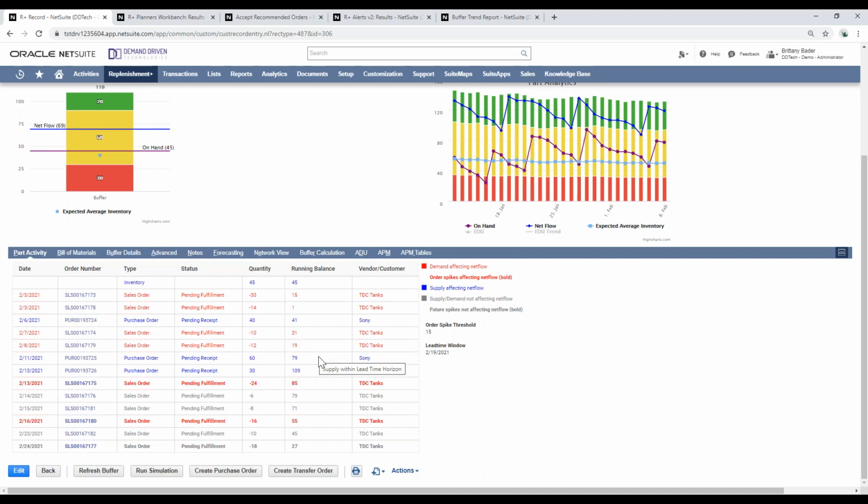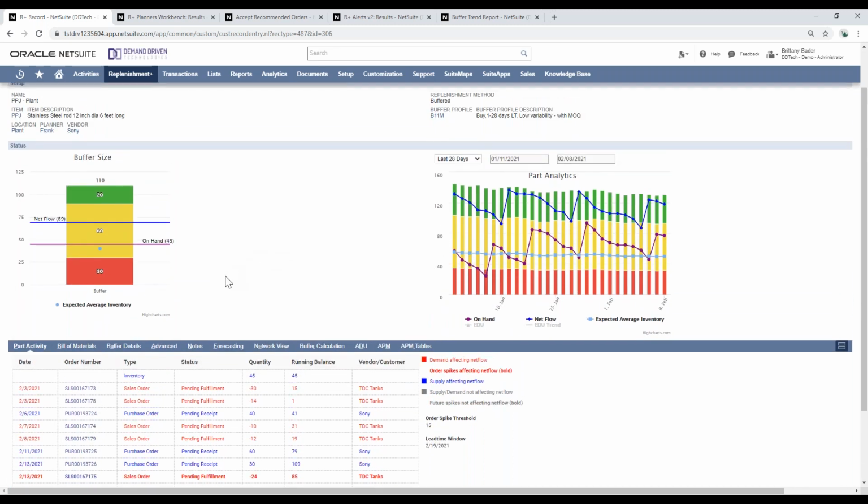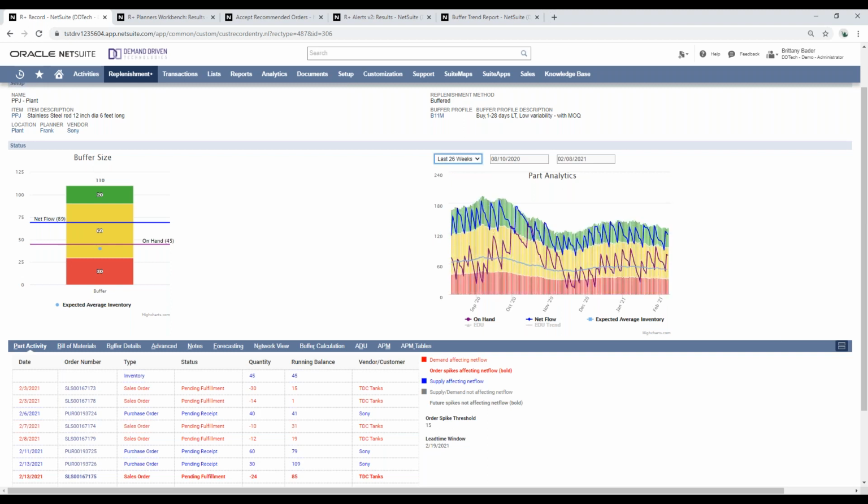And all of this is going into that net flow position, into my average daily usage, as this buffer responds on a daily basis to fluctuations in demand. So this is how my buffer stands at a point in time today. But these buffers are dynamic, they're changing on a daily basis, which I can see up here in this part analytics view. So right now I'm just looking at the last 30 days, the past month, but I'm going to go ahead and filter on the last 6 months so I can see really how my buffer's working.